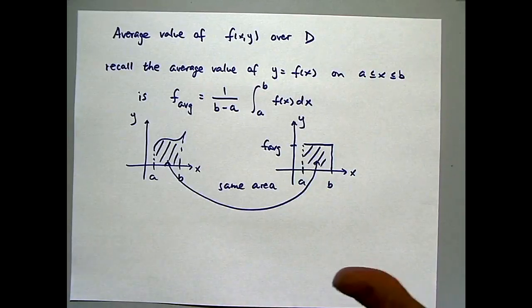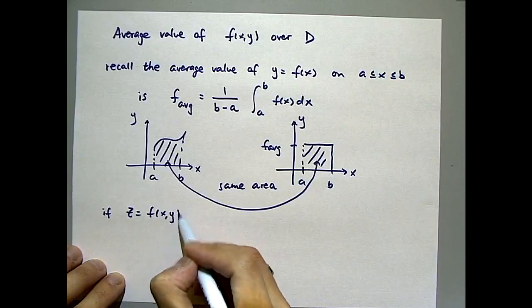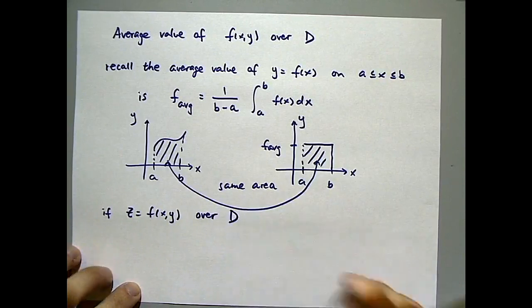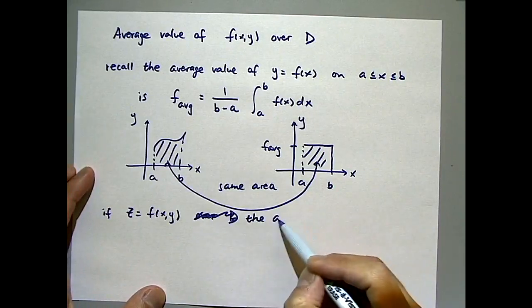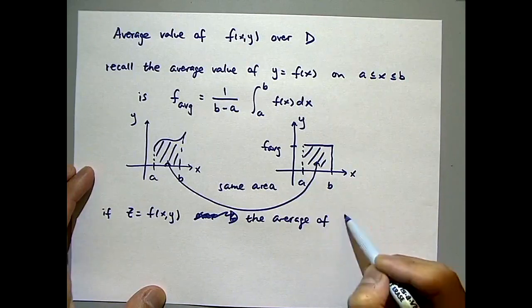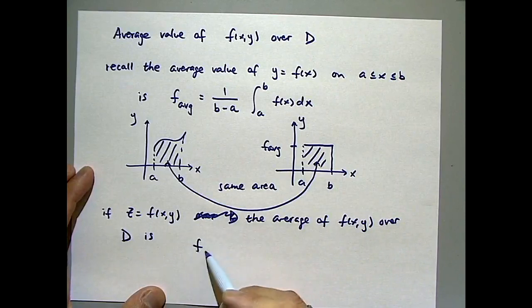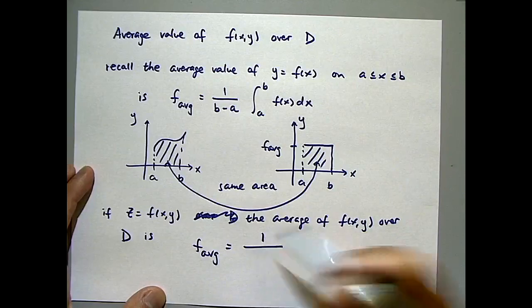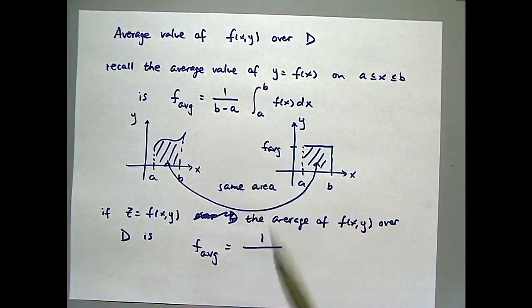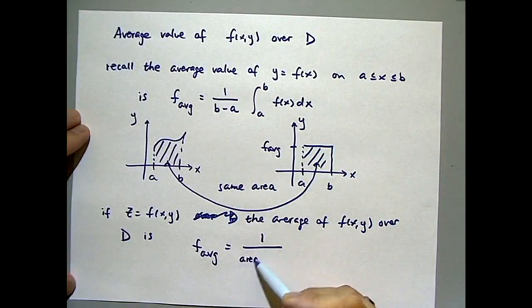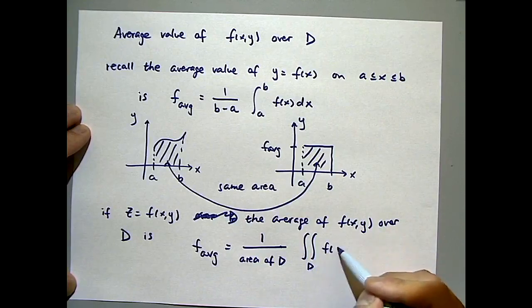And we can use exactly the same idea here with what we just did. If z is f of x, y, the average of f of x, y over the region D is, this time instead of 1 over b minus a, this is the length. When you extend the dimension, the length will turn into area. So we divide by the area of D. And then we do a double integral over D, f of x, y, dA.